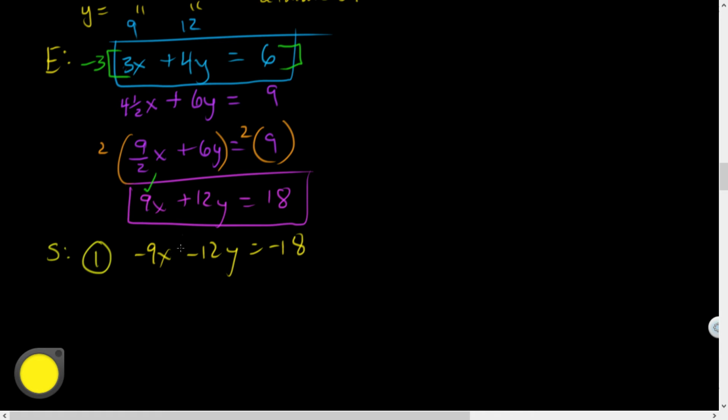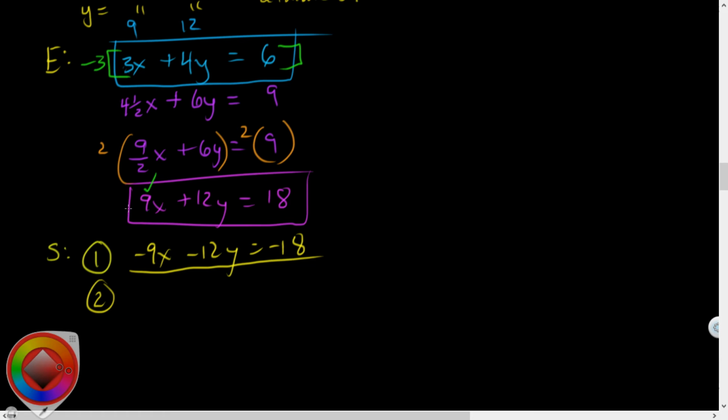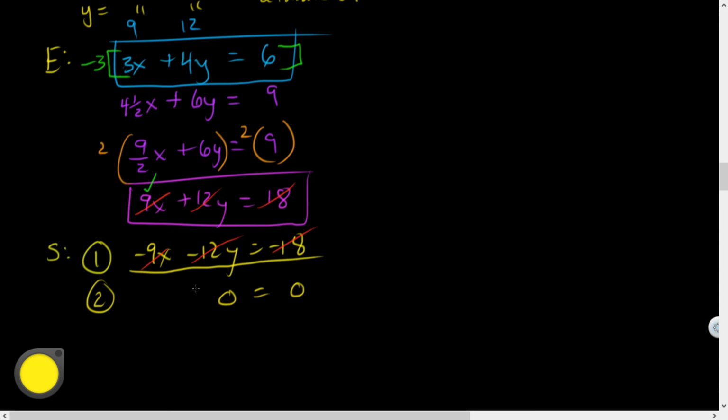Wait a minute. This is like deja vu or something. What happens when I add these together? Yeah, that's like cancel, cancel, cancel. I get 0 equals 0. True or false? That's true.